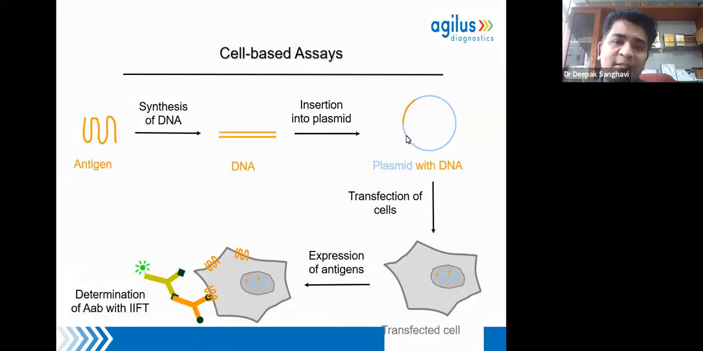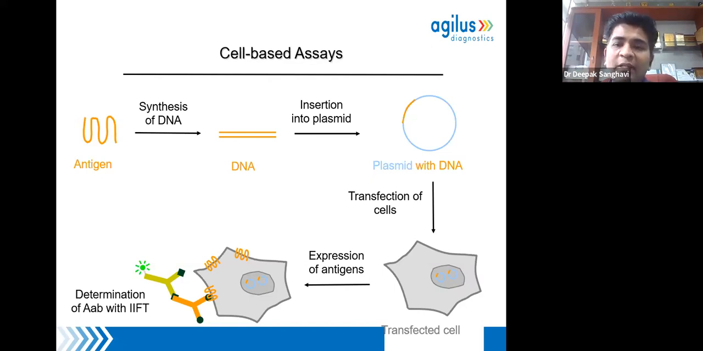Now talking about cell-based assays. What is actually done is the antigen under discussion is synthesized into a DNA, and this DNA is inserted into a plasmid, and this plasmid is then transfected into HEK cells. So basically these HEK cells are cultured cells where these antigens are incorporated, and hence they are called transfected cells. When you do the processing with the immunofluorescence antibody, the positive cases will show you fluorescence on the transfected cells. If it is positive, the case is positive. If it is negative, the case is negative.